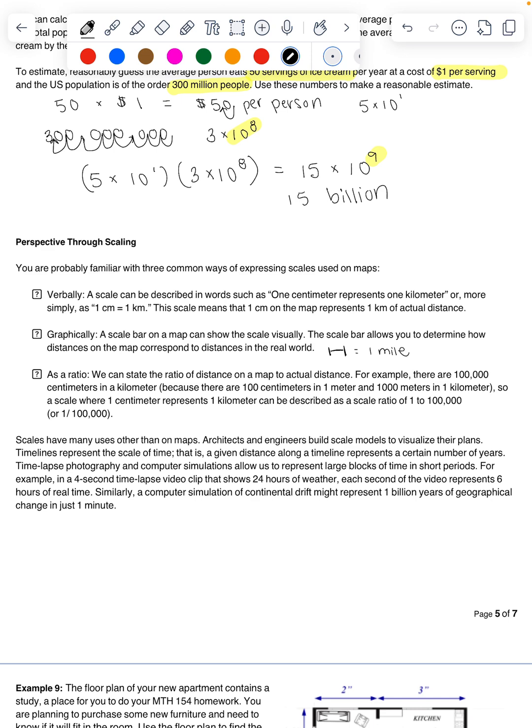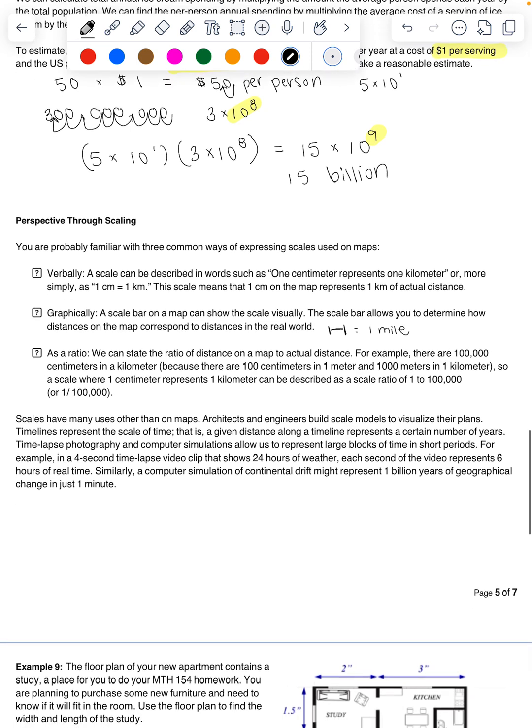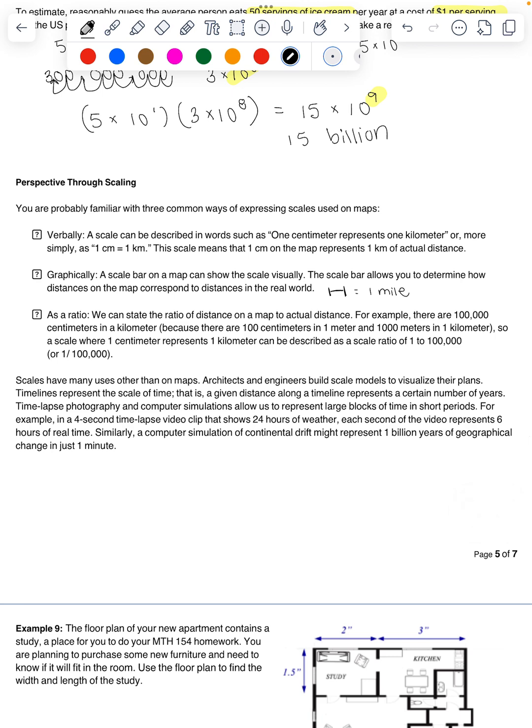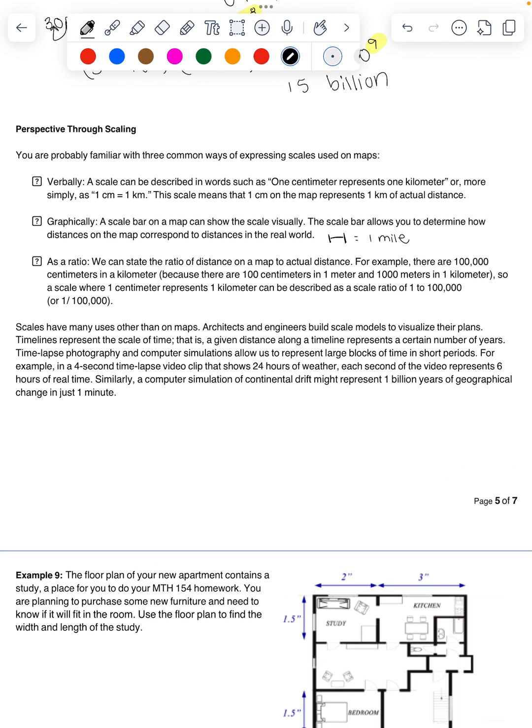As a ratio, we can state the ratio of distance on a map to actual distance. For example, there are 100,000 centimeters in a kilometer because there are 100 centimeters in 1 meter and 100 meters in 1 kilometer. So a scale where 1 centimeter represents 1 kilometer can be described as a scale ratio of 1 to 100,000, or 1 over 100,000.